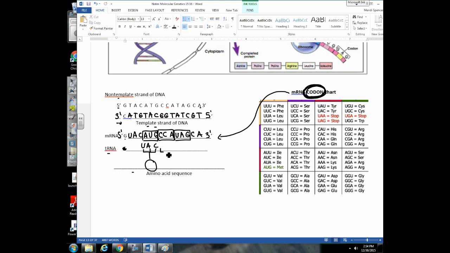The next anticodon would be GGU. And then the next tRNA would have an anticodon that is AUC. Now, when you're asked to look up or determine the amino acid sequence, again, you have to remember that you're looking at the mRNA codons, not these tRNA anticodons. Because again, these are the anticodons.